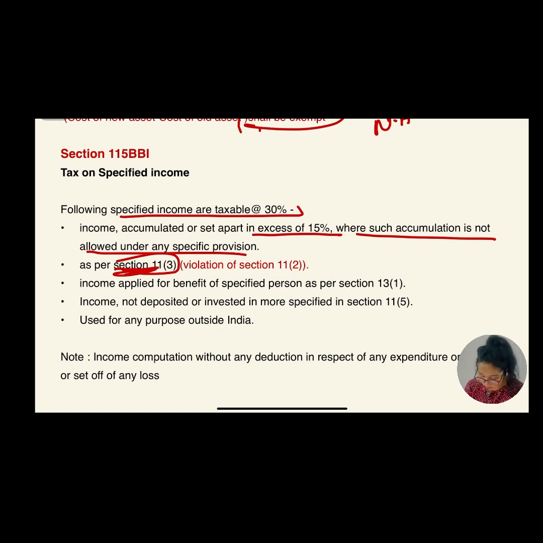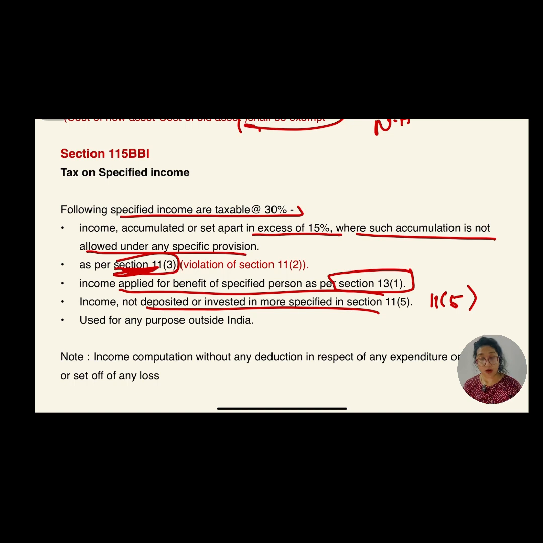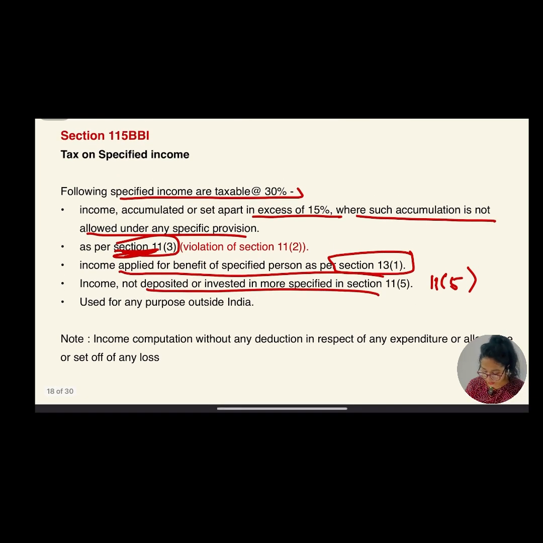Income applied for the benefit of a specified person, which means the founder, okay, or any other specified person under section 13 subsection 1, okay. Income not deposited or invested in the modes specified in 11(5). Hope this is also clear. Or used for any purpose outside India, okay. We are only going to take that amount which is going to be used in India, okay. Note: income is computed without any deduction in respect of expenditure or allowance of set off, which means no deduction would be allowed, no set off would be allowed, and no carry forward would be allowed in this case.